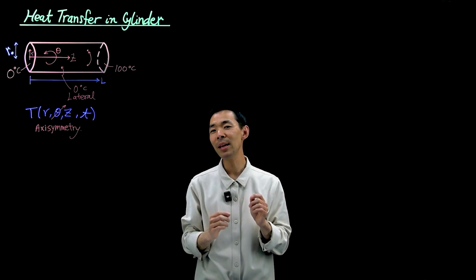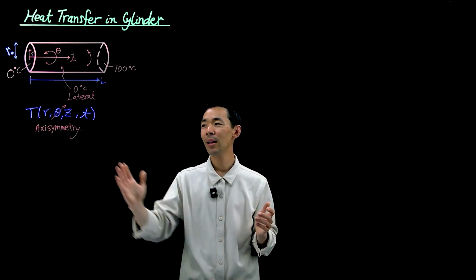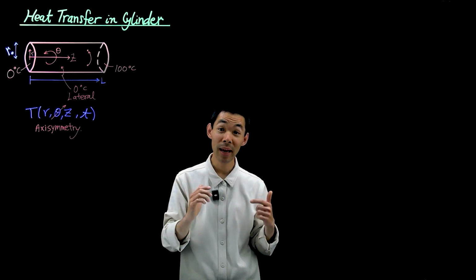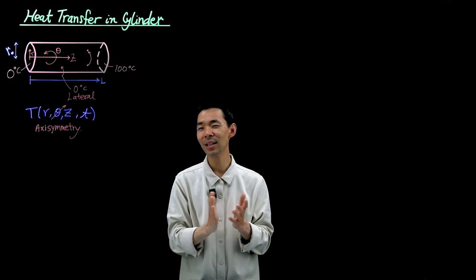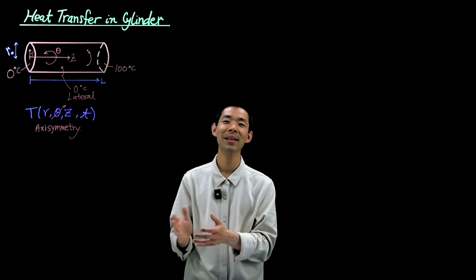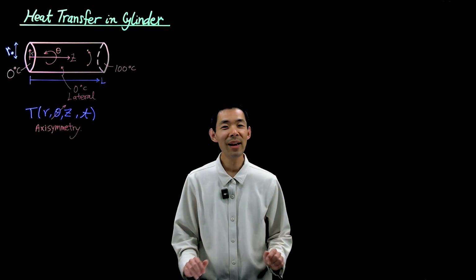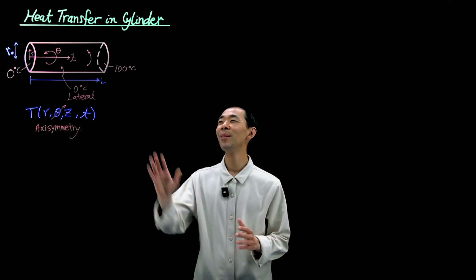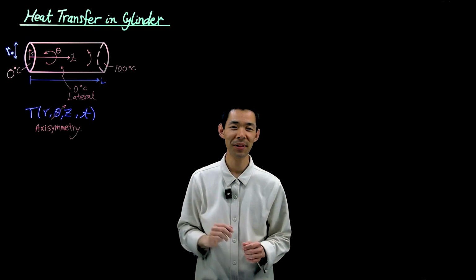And in fact, in many problems in science and engineering, this axisymmetry or rotationally symmetric approximation ends up working extremely well. So a lot of these problems, we just end up making this axisymmetry assumption. So we'd like to solve the heat transfer problem inside this solid piece of cylinder.